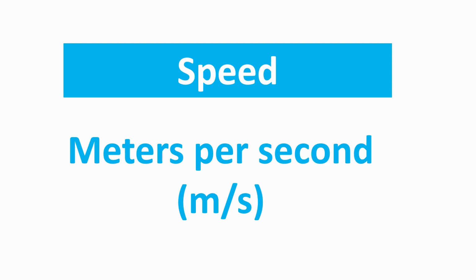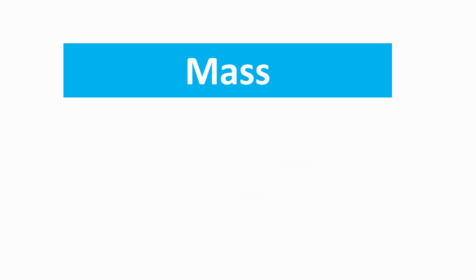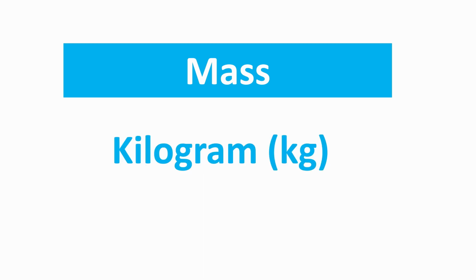The next one is speed. Speed is measured in meters per second, okay, and the symbol is m/s. So speed is the distance divided by time, the meters per second. The next one is mass. Mass is measured in kilograms and the symbol for that is kg. So if you're given a unit in grams or milligrams, you need to make sure that you convert it to kilograms.